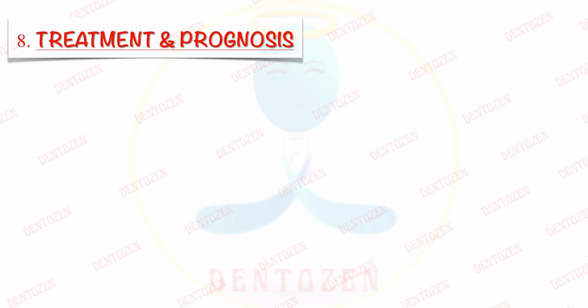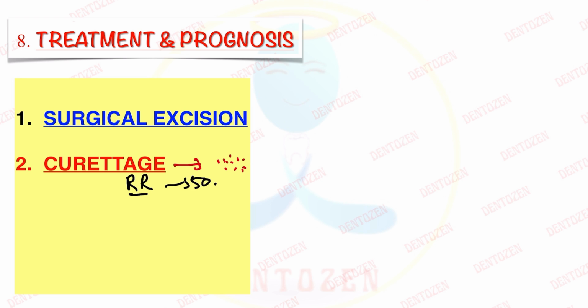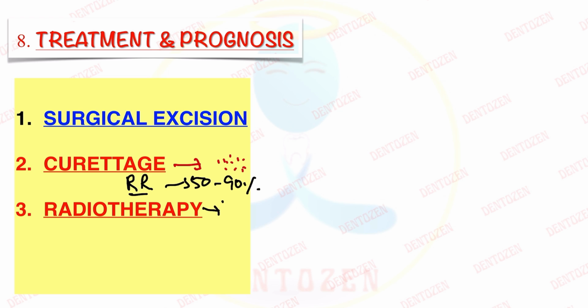Now we come to the treatment and prognosis. There is a difference of opinion about the preferable method of treatment, but the most important thing is complete removal. Different types of treatment have been used, like surgical excision, which the majority prefer. Then curettage has been done, but it is less desirable because some tumor cells may remain behind after curettage, and that is why the highest incidence of recurrence is seen with this process, with a recurrence rate of about 50 to 90%. Then radiotherapy has been used, but it is seen that the tumor is radioresistant.